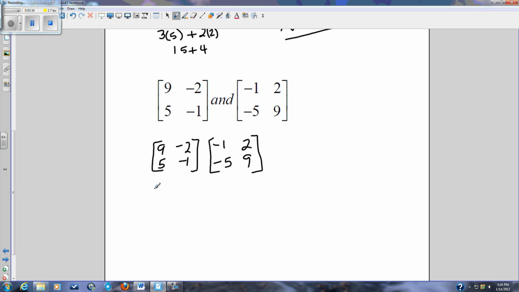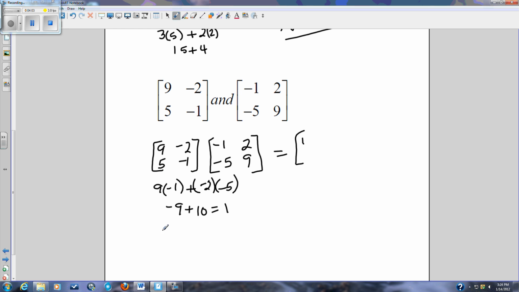First row times first column, we're going to say 9 times -1 plus -2 times -5. So we have -9 plus 10. The result is 1. Okay, so that is the very first entry that we would find in an identity matrix, so we do want to continue. Let's do the next one.